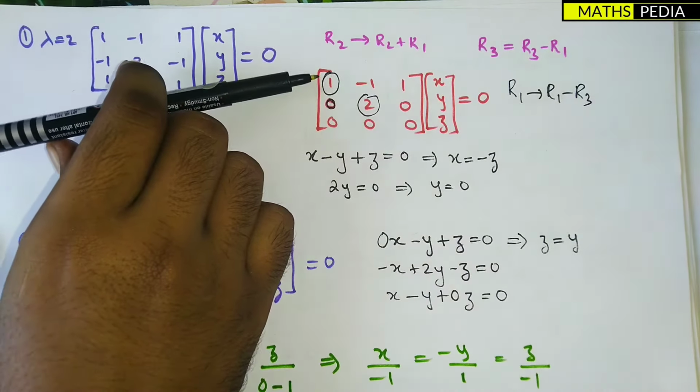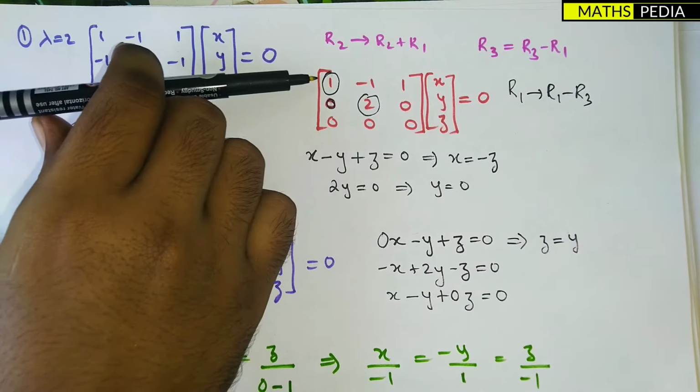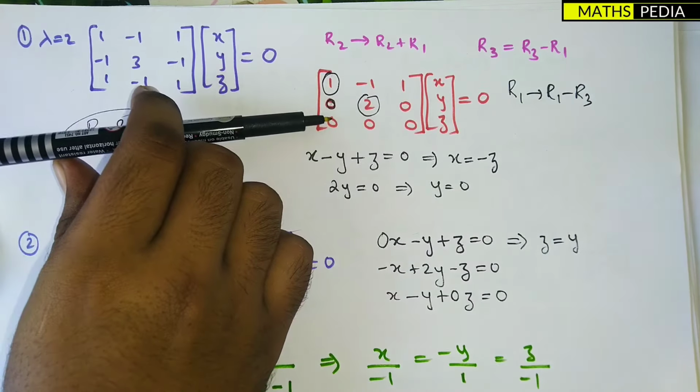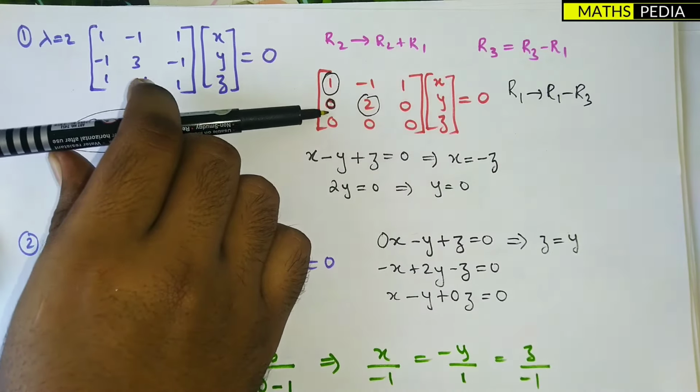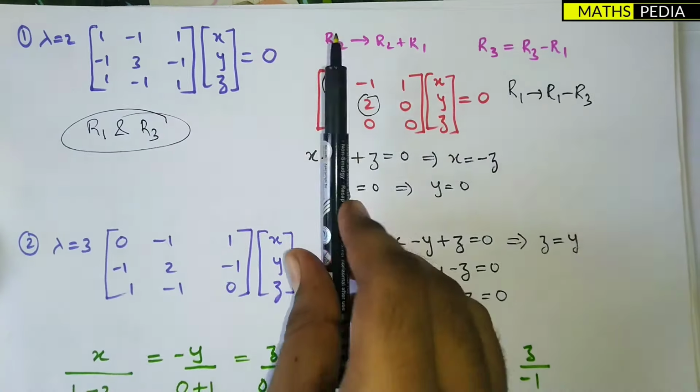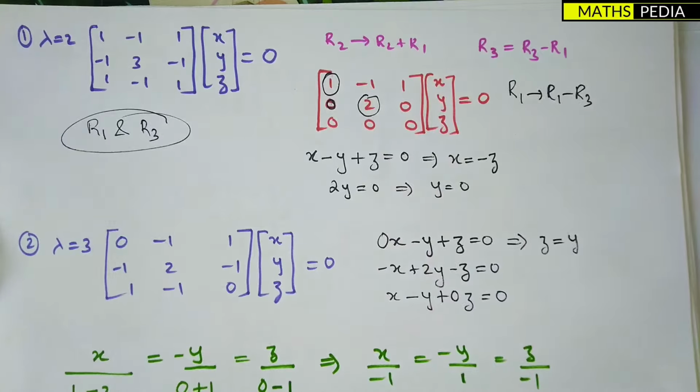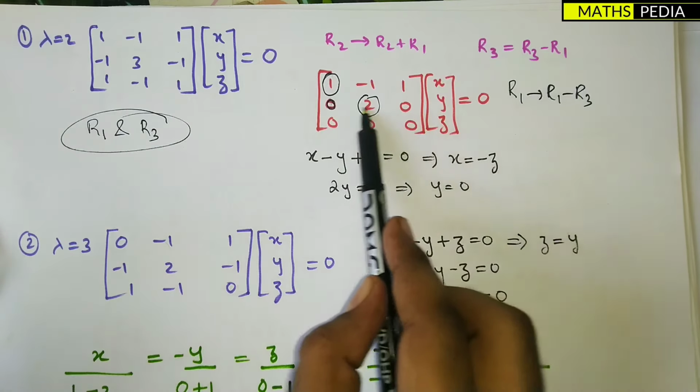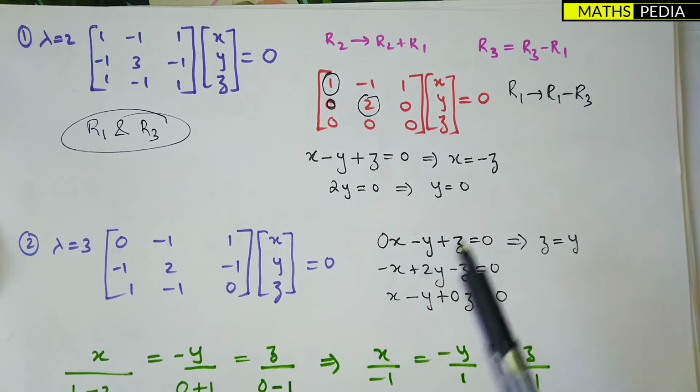That means it is non-zero. So the leading element here is one. The next row's leading element should be to the right of this row's, to the right of this column. See here, right of this column. The third row doesn't matter because all the elements are zeros. These are the conditions. That's why we cannot use this operation.